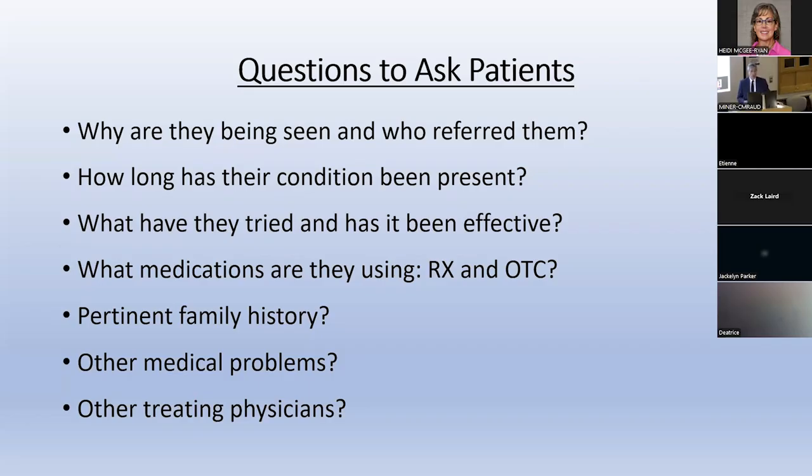Okay. What medications are they taking in general? This is both prescription and over-the-counter, because a lot of over-the-counter supplements affect bleeding, and that makes a big difference, even minor procedures in the office. Has there been any pertinent family history? Do they have other ongoing medical problems, and so on and so forth?